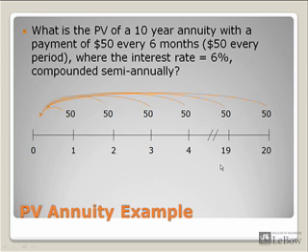So let's take a look at an example and then employ some of the various ways to solve. Our example asks, what is the present value of a 10-year annuity with a payment of $50 every 6 months, or $50 every period, where the interest rate is equal to 6% compounded semi-annually? The timeline here represents the actions we are trying to achieve. That is, finding the present value of a 20-period cash flow stream where the payment is equal to $50 each period. We are bringing each $50 payment back to the present, or back to time 0.